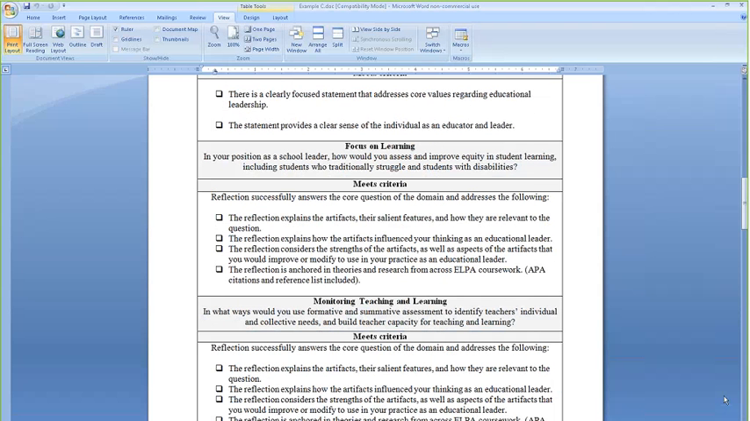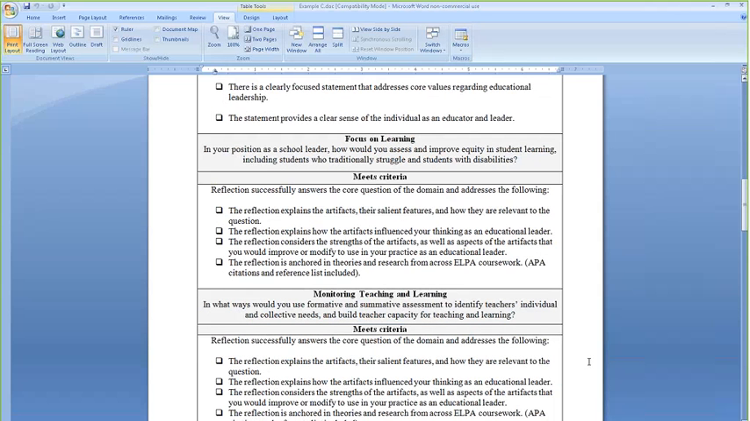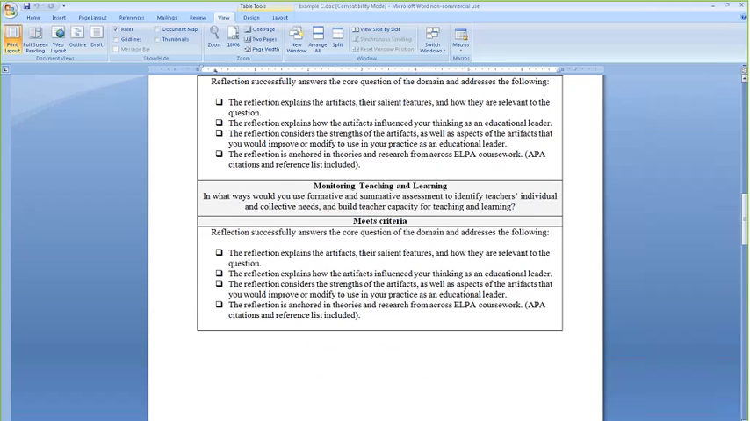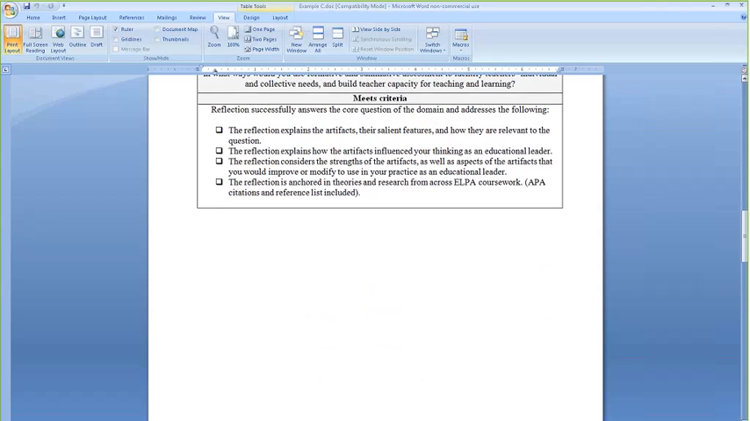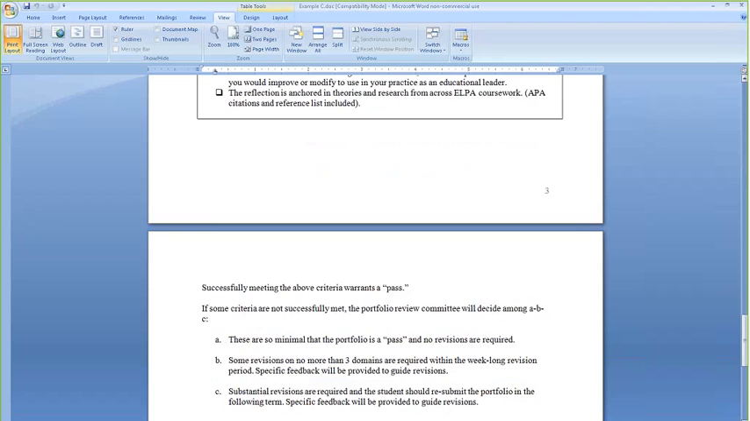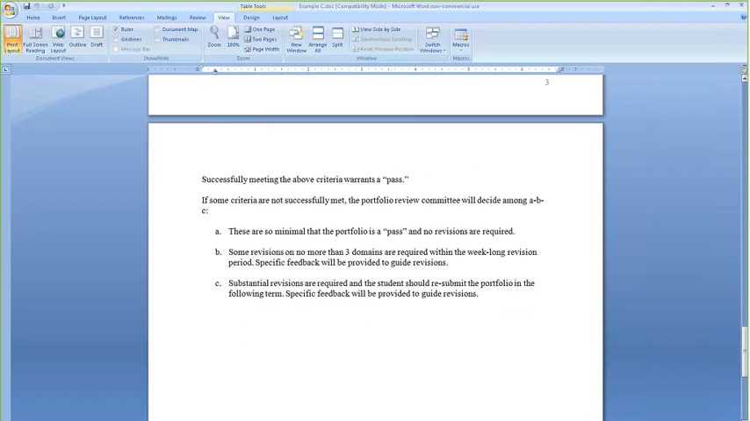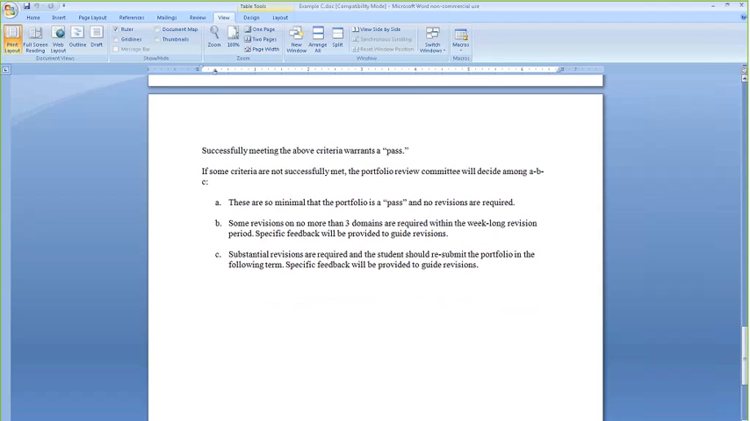So it goes through there, and the reviewer is checking off whether each of these things are meeting the criteria, and building nested communities and acquiring and aligning resources. Each one of these things are very important areas for leaders to have, but you want to be as explicit as you can be in aligning those together. So here is the final page of this rubric, which says that successfully meeting all of those above criteria warrants a pass.